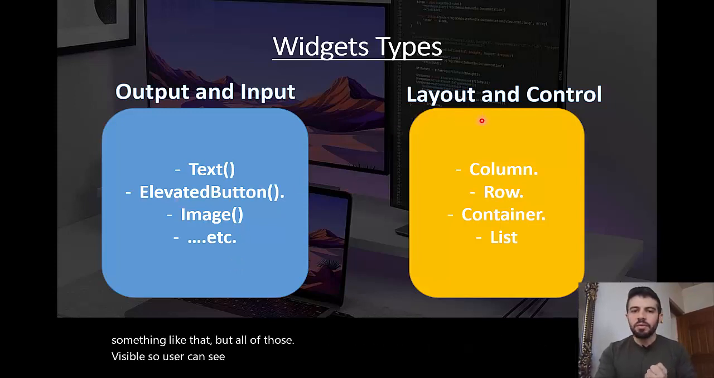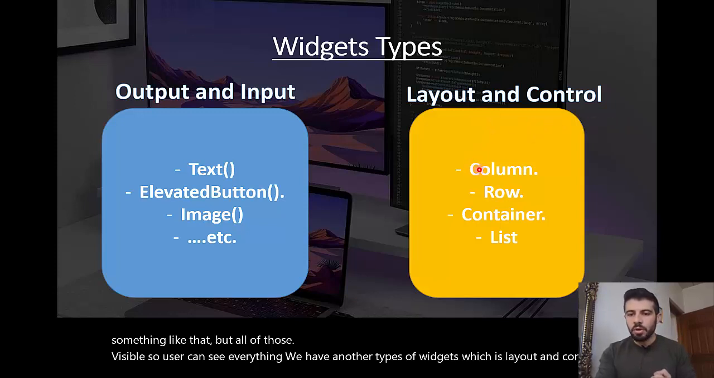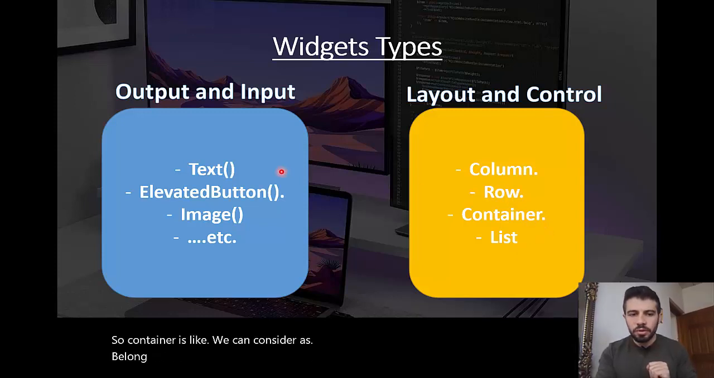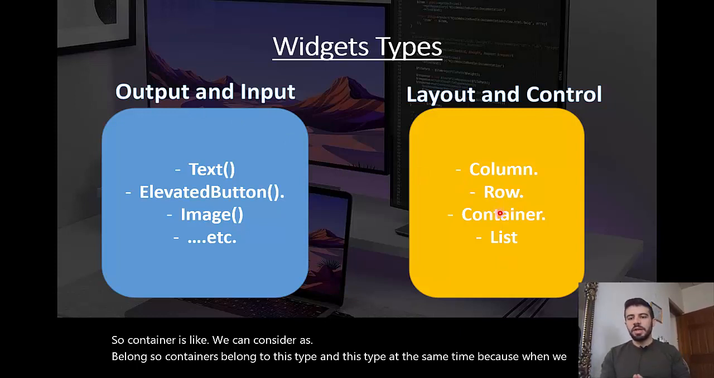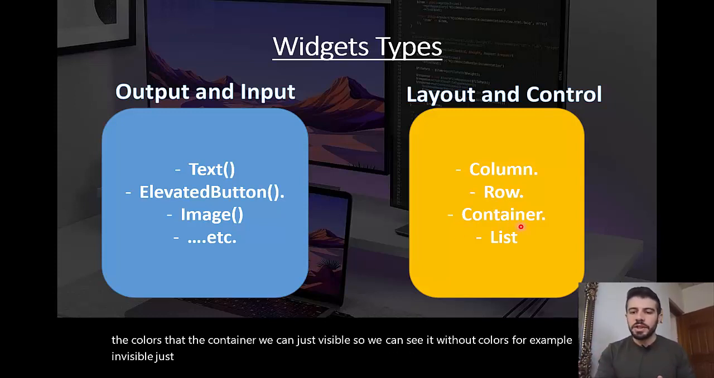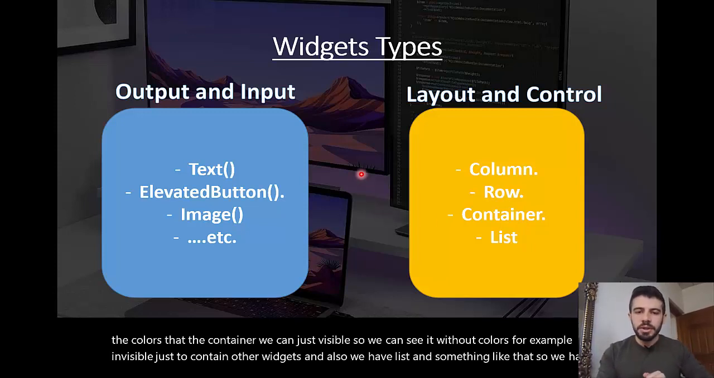We have another type of widgets, which is layout and control widgets. For the layout, for example, we have column, we have row, we have container. So container belongs to this type and the other type at the same time, because when we add colors to the container, it is visible, so we can see it. Without colors, it's invisible, just there to contain other widgets. And we also have list and something like that. So we have two types of widgets.